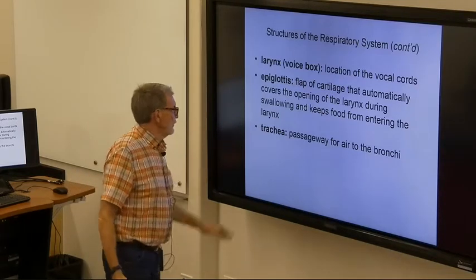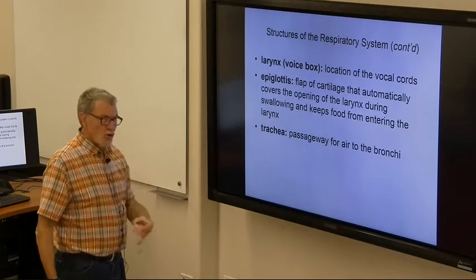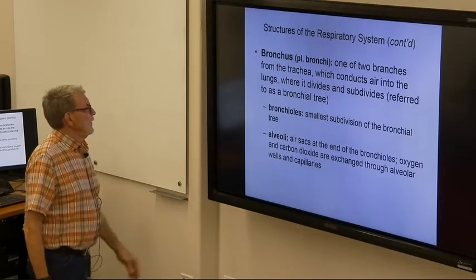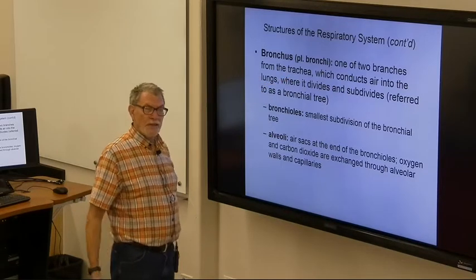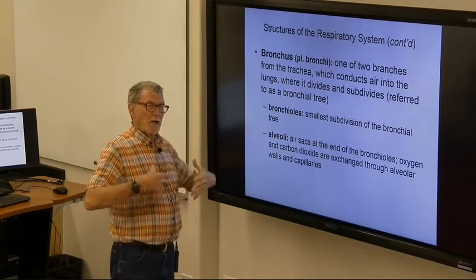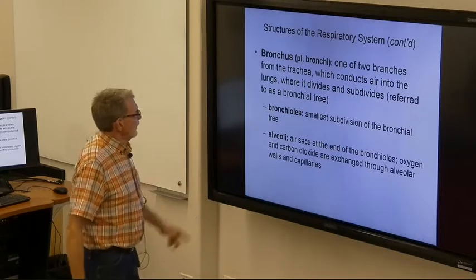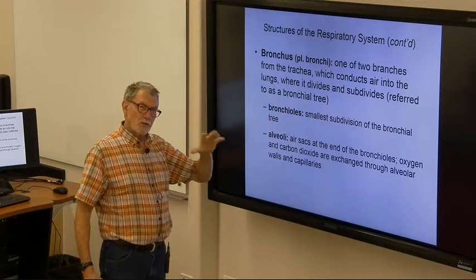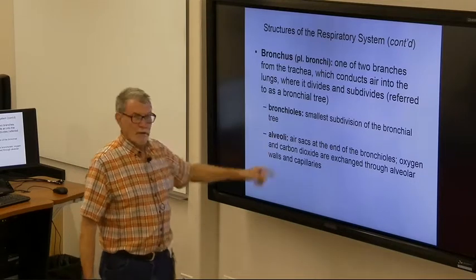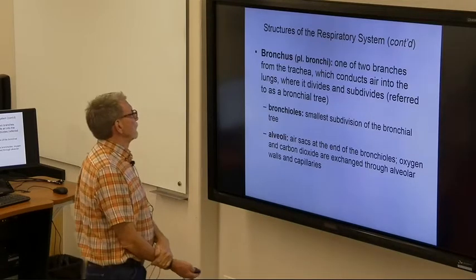Epiglottis, I mentioned, the trachea, the initial single tube. The bronchi is plural, bronchus is singular. Large bronchi, smaller, smaller, smaller. Bronchioles are the muscular ones that control airflow, and the alveoli are the air sacs.